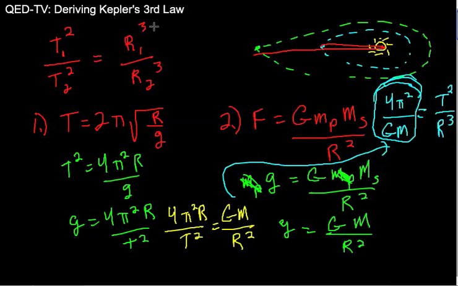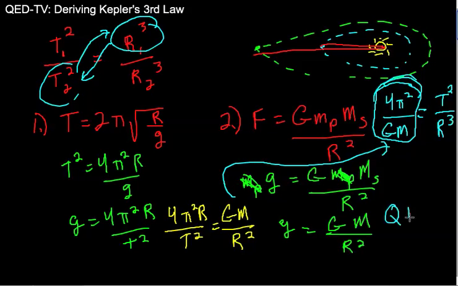I can take this r cubed here and put it down here, and take this T squared and put it up here, and you're going to get the period squared of a planet over its radius cubed equals the period squared of another planet over its radius cubed. And so we can show from these two equations how we get Kepler's third law ratio. Hope that made a little bit of sense.